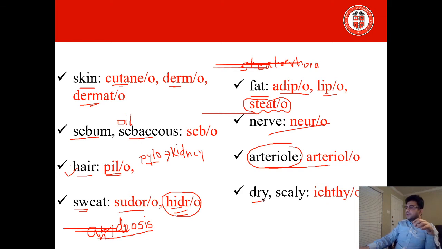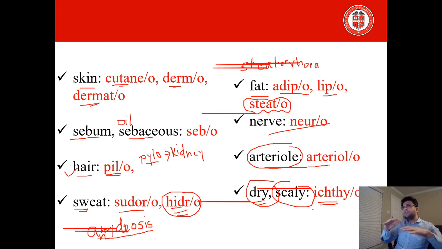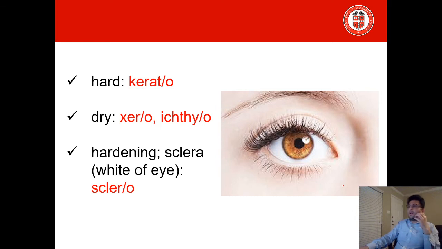And another term which I want to talk about is dry or scaly, and this word is ichthyo. So please make sure that ichthyo somewhat refers to the structure on fish skin. So you can remember all the scales which are present on the skin of the fish. So that scaly appearance is said to be ichthyo. It's not an extremely common term in medicine, but sometimes it is used. All right, let's move to some more terms.